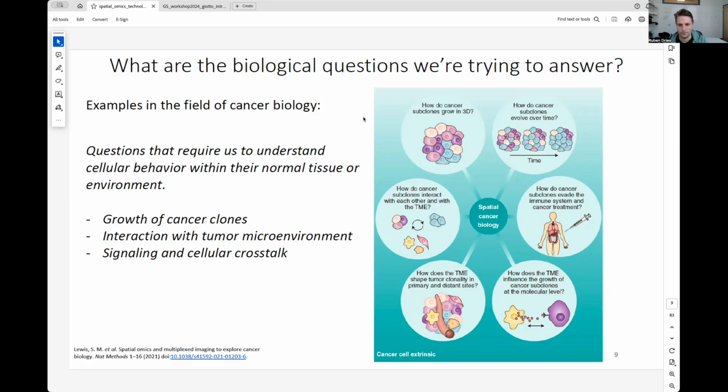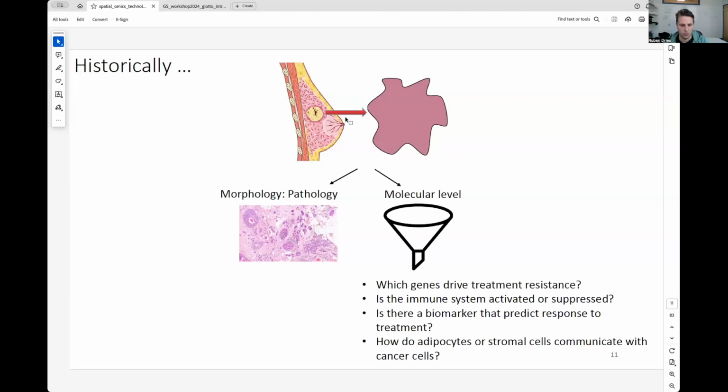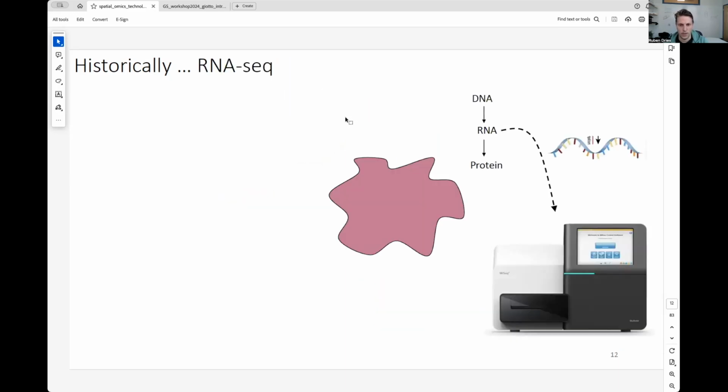How do they crosstalk? And to put that historically in perspective, what we used to do, and here you see as an example a breast cancer tumor, which is one of our, I wouldn't say favorite, but the most used tissues in our lab. They would take it out, they would cut it, and they would look at it morphology-wise. Pathology would look at H&E, but as I said before, there is so much more at the molecular level. So which genes drive treatment resistance? Is the immune system activated or suppressed? Are there biomarkers that we can potentially find and that can help us to predict response to treatment? There are so many questions that we can answer at the molecular level.